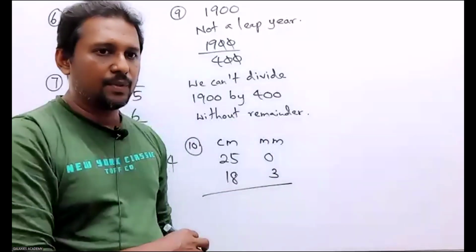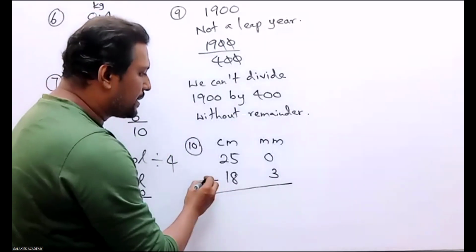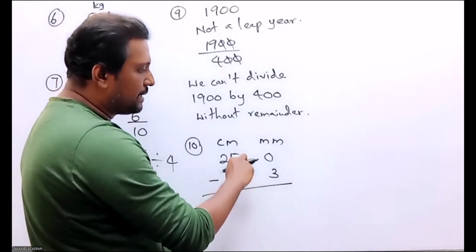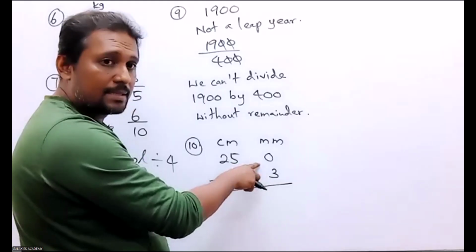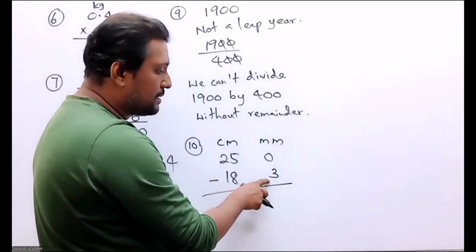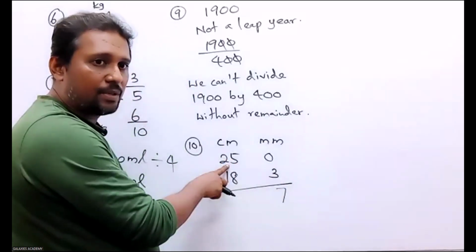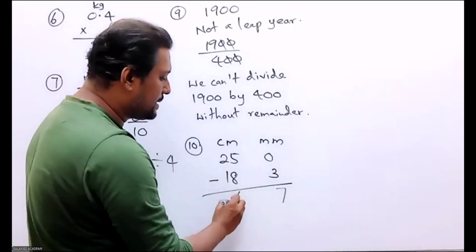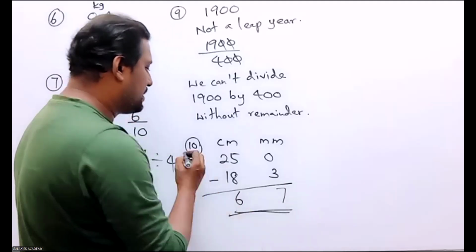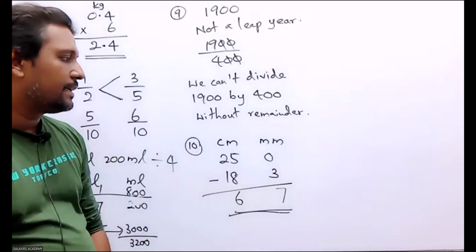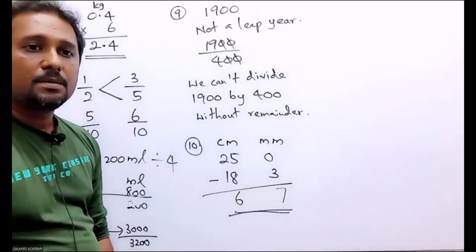25 centimeters you can write, if you want, millimeters as 0. It is useful to subtract. Then you can subtract. We can't subtract these two, no. So you have to take 1 centimeter. 1 centimeter means 10 millimeters. 10 minus 3, 7. Here should be 24. 24 minus 18, 6. So the answer, 6 centimeters, 7 millimeters.